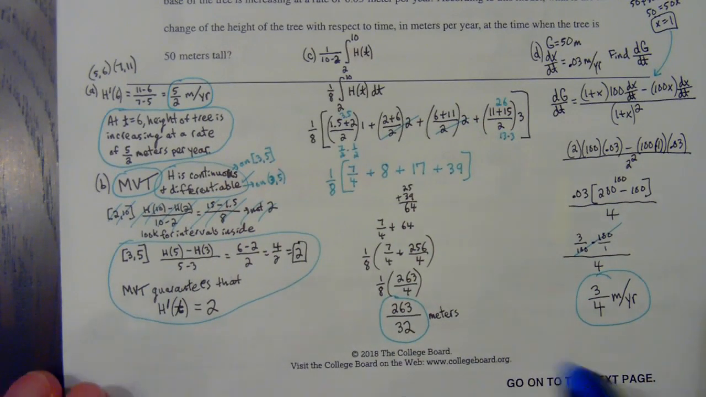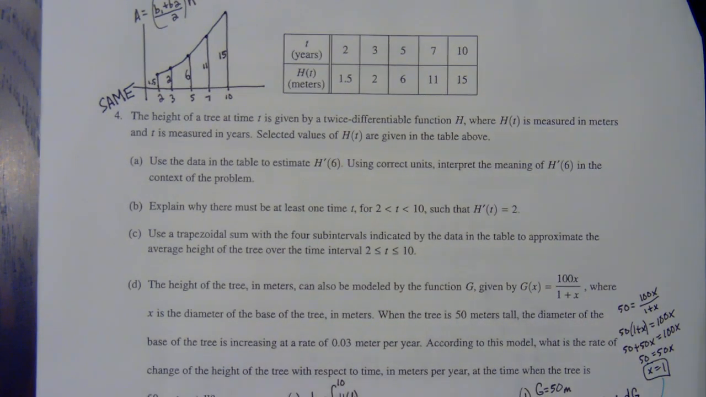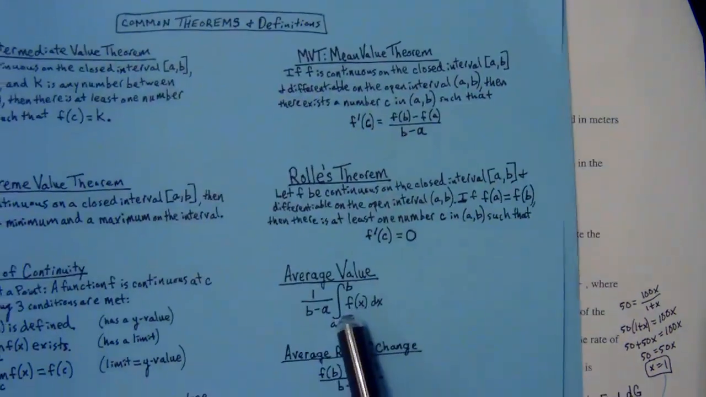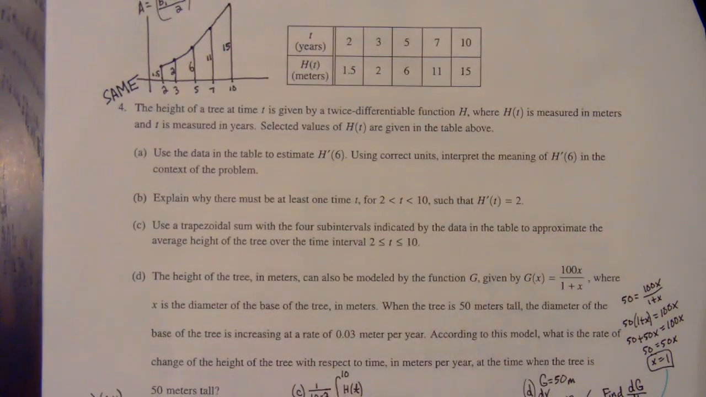Notice also it says the average height. So if it gives you a problem about cupcakes and talks about finding the average number of cupcakes, they're meaning for you to use your average value formula, which is this guy right here. And then the units will always be the same there. So it's going to be meters at the end of this thing. It's just the average height of that tree.